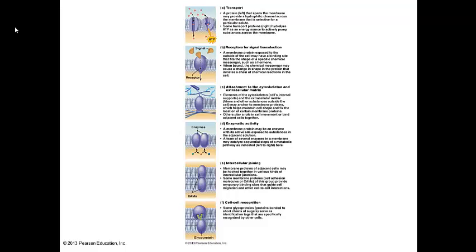Some of them are going to attach one cell to the next. Some of them are going to attach fibers on the inside of the cell to give it its shape. And that's what they talk about when they talk about attachment to the cytoskeleton or extracellular matrix. What's extracellular? Outside the cell.